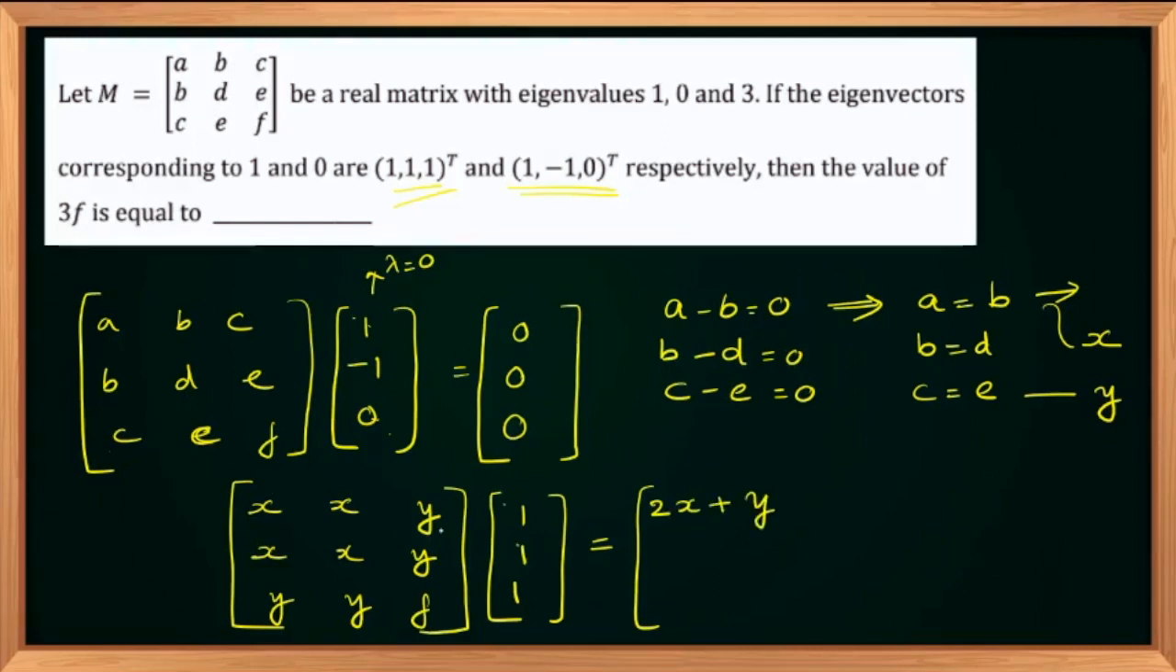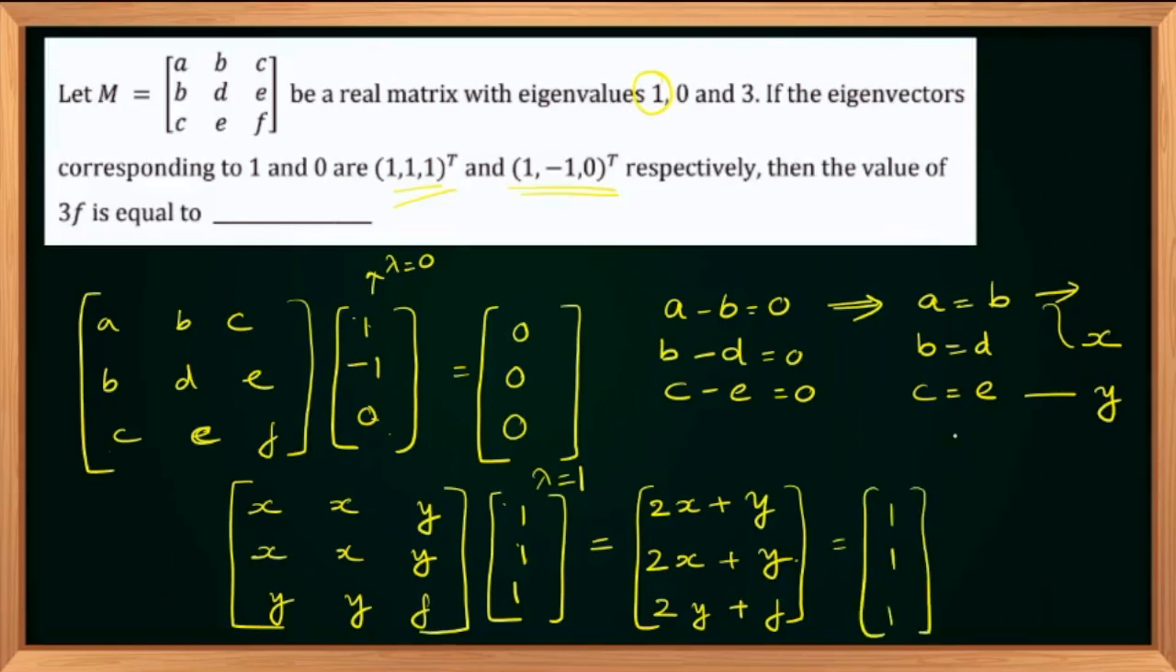x plus y, right? 2x plus y again. Then the last one is 2y plus f. Okay. And the eigenvalue corresponding to this is 1, which means this column vector must be equal to 1, 1, 1. So I have another relation, that is 2x plus y equal to 1 and 2y plus f is equal to 1. Understood?